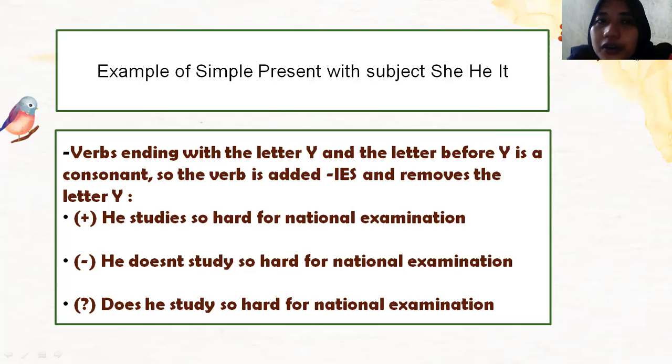Number two, for examples of simple present with subject she, he, it, the verbs ending with the letter y and the letter before y is a consonant, so the verb is added ies and remove the letter y. We can look at the positive: he studies so hard for national examination. We can see that study's y is removed and we add ies, studies.